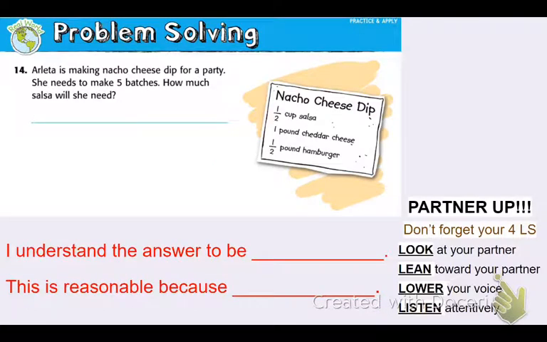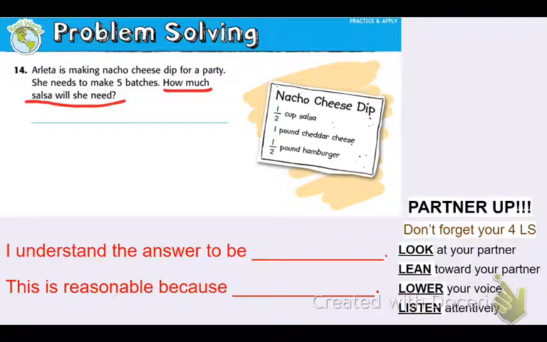All right, let's move into some problem solving. I told you that the skill today is going to be used when we're cooking. Here's a problem where we can apply that. Arletta is making nacho cheese dip for a party. She needs to make 5 batches. How much salsa will she need? Well, here's the question mark. How much will she need? And they're asking for salsa.